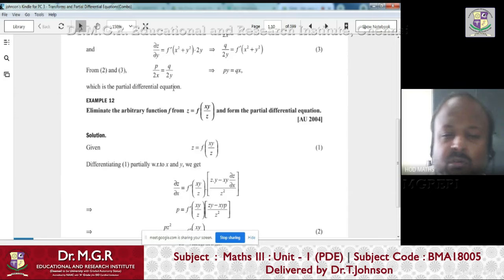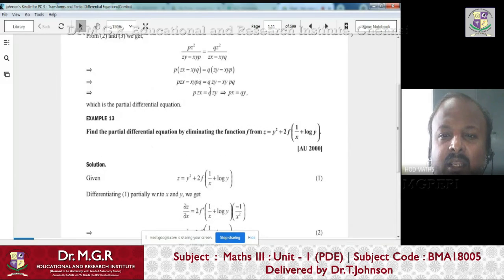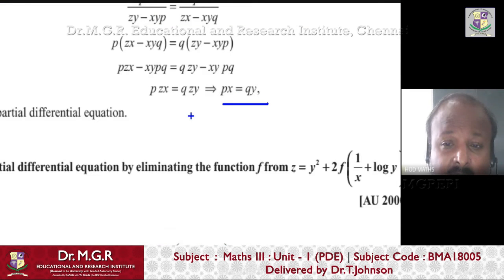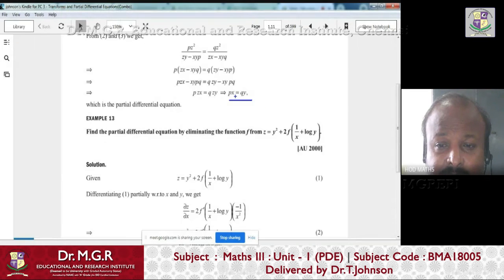So since the original equation contains one arbitrary function, we can associate that with the first order PDE, which is of the form px equals to qy. That is, dou z by dou x into x is equals to dou z by dou y into y. Right? So this is for equations containing only one arbitrary function.